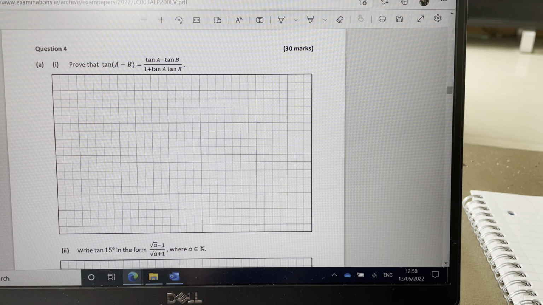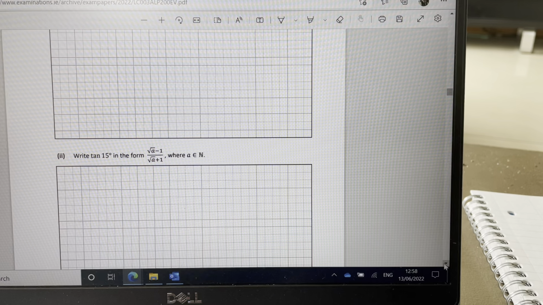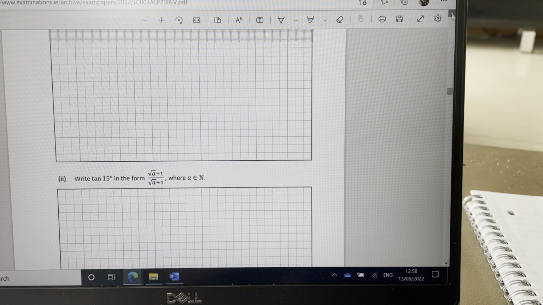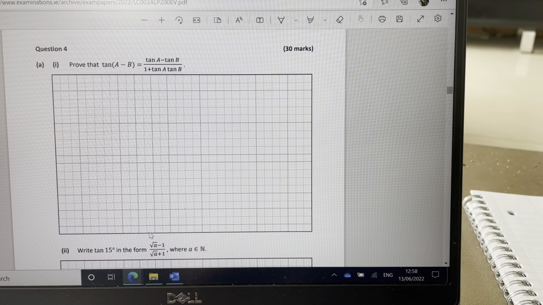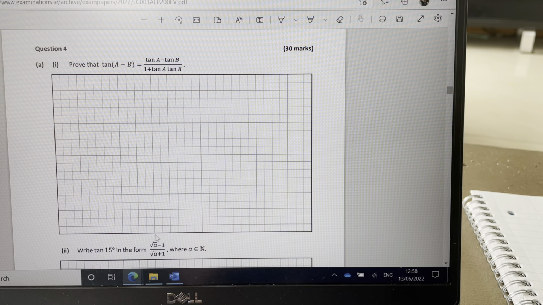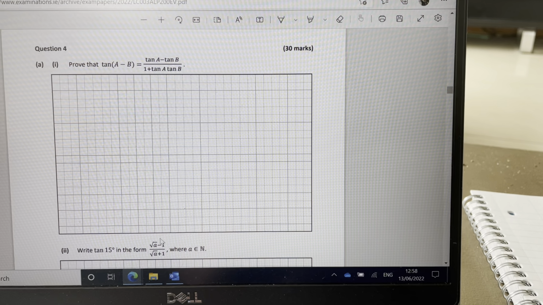And now write tan 15 in the form of these surds. So presumably, even though they're not saying it, they're implying that you have to use that formula. You probably don't have to, but it would be difficult to get it in that awkward surd format otherwise. So you'd have to find two angles, like 45 and 30, subtracted together to get 15.